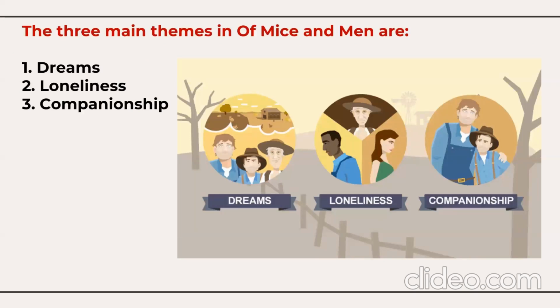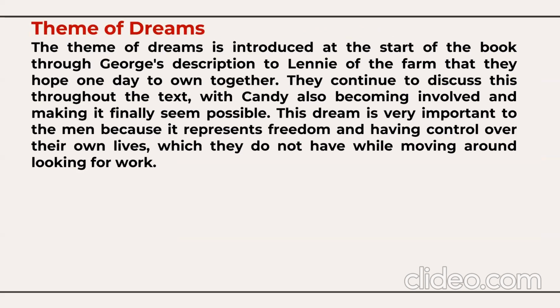So, there are three main themes of Of Mice and Men. Number one, dreams; two, loneliness; and three, companionship. Theme of dreams. The theme of dreams is introduced at the start of the novella through George's description to Lenny of the farm that they hope one day to own together. They continue to discuss this throughout the whole novella, with Candy also becoming involved and making it finally seem possible.